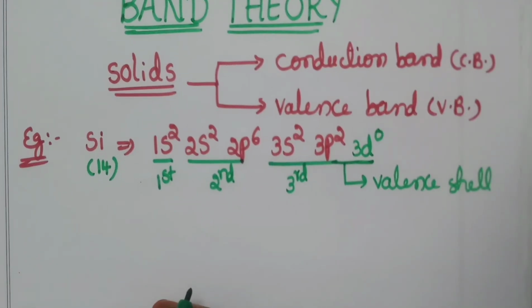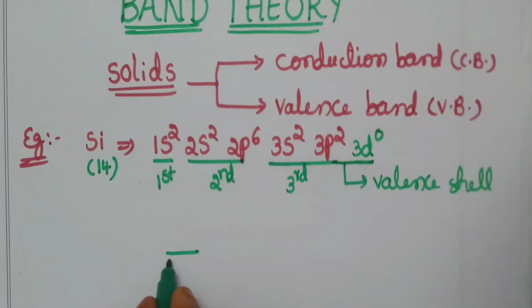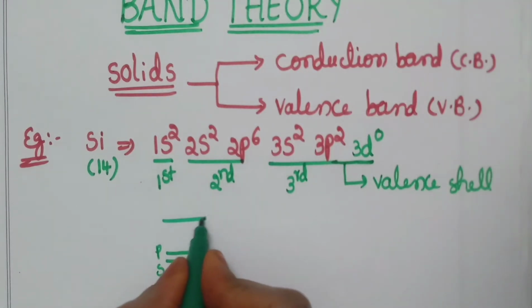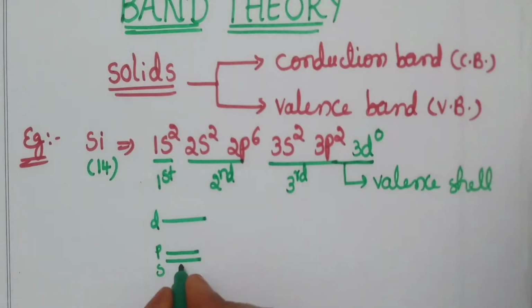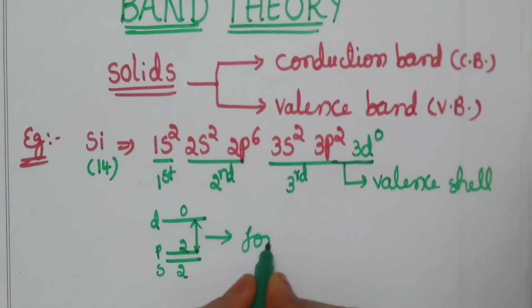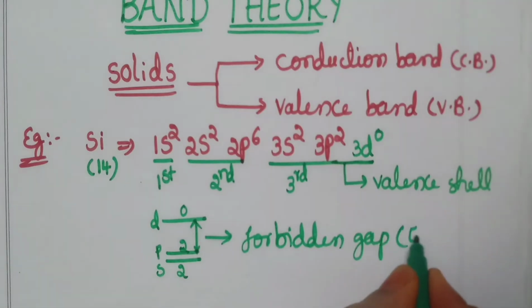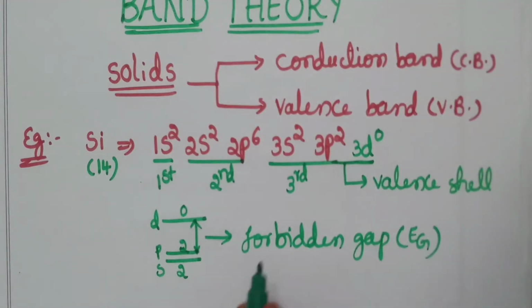We know that the lighter things will be at the top and the heavier ones will be at the bottom. Similarly, in our case, the subshells with electrons will be at the bottom, that is S and P, and the one with no electrons will be at the top. In the S subshell we have 2 electrons, in the P subshell we have 2, and in D we don't have any electrons. So there exists a gap between the P and D subshells. This gap is known as the forbidden gap and is denoted by Eg. This is a very important concept in understanding the solids.